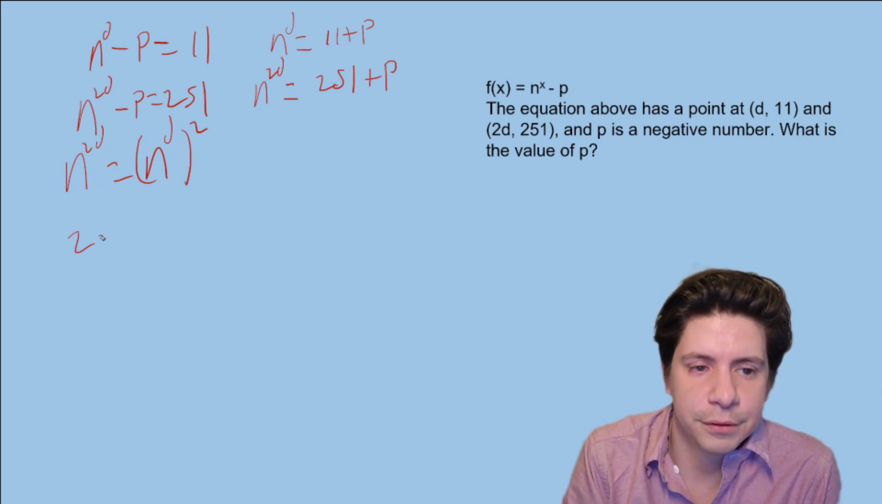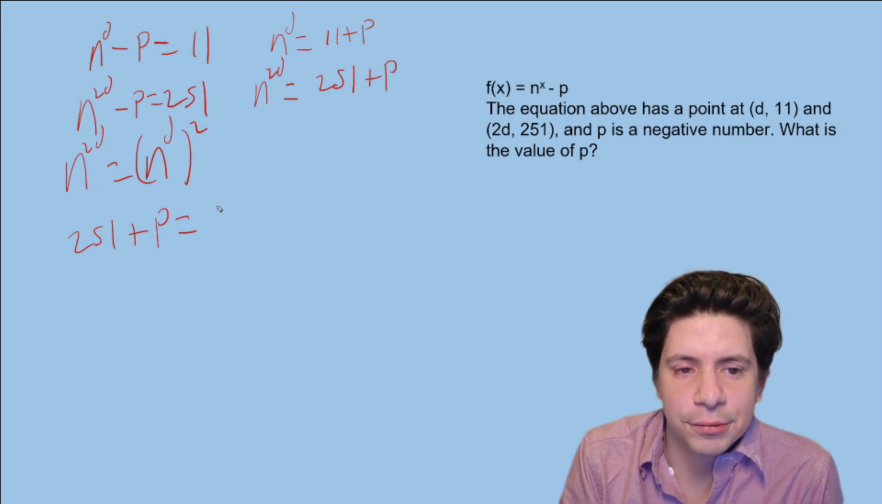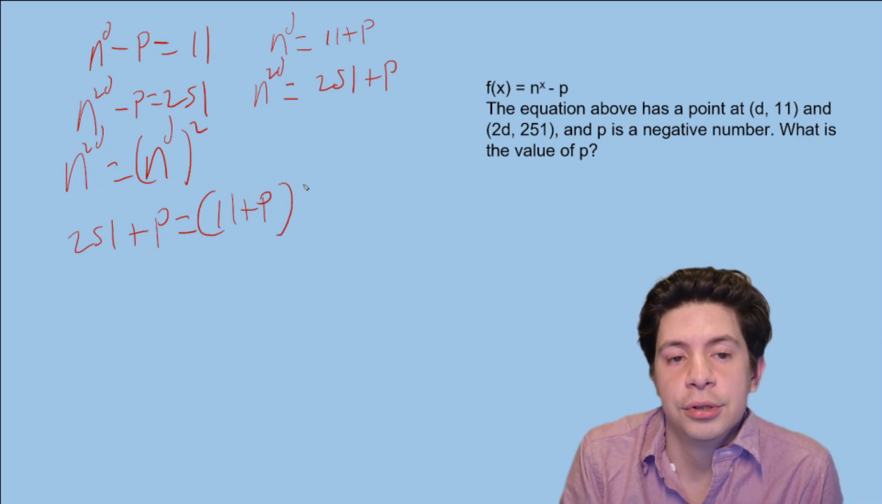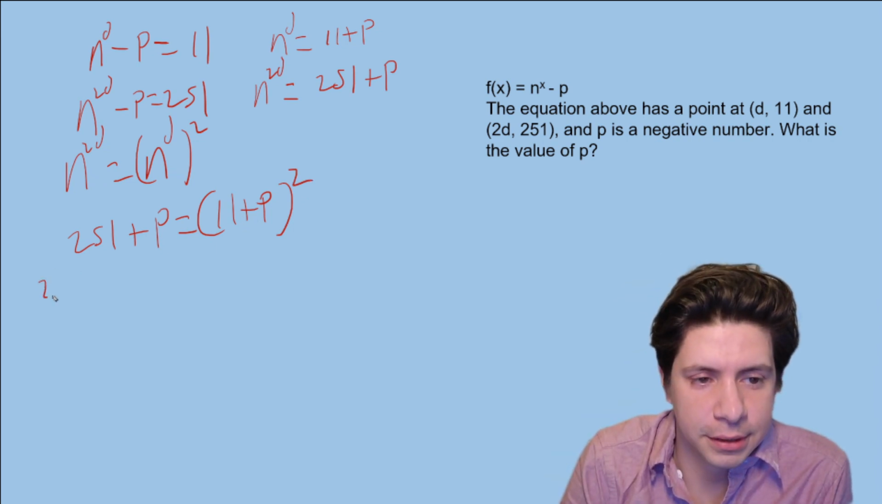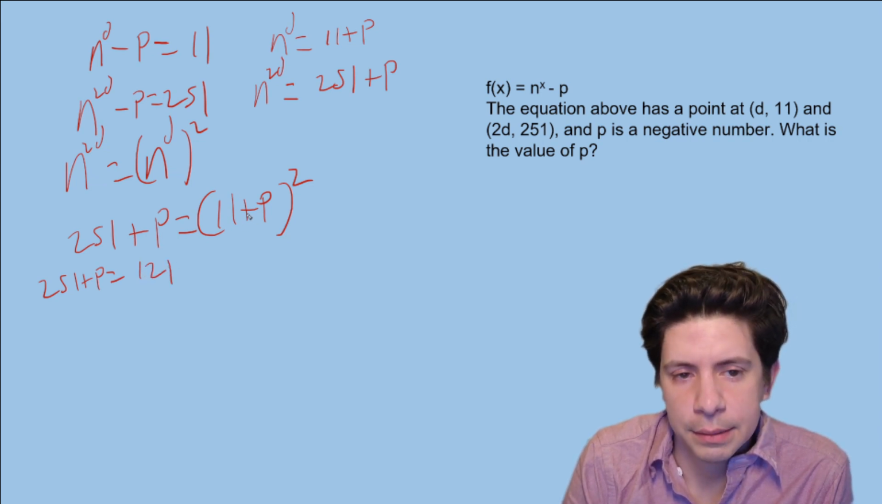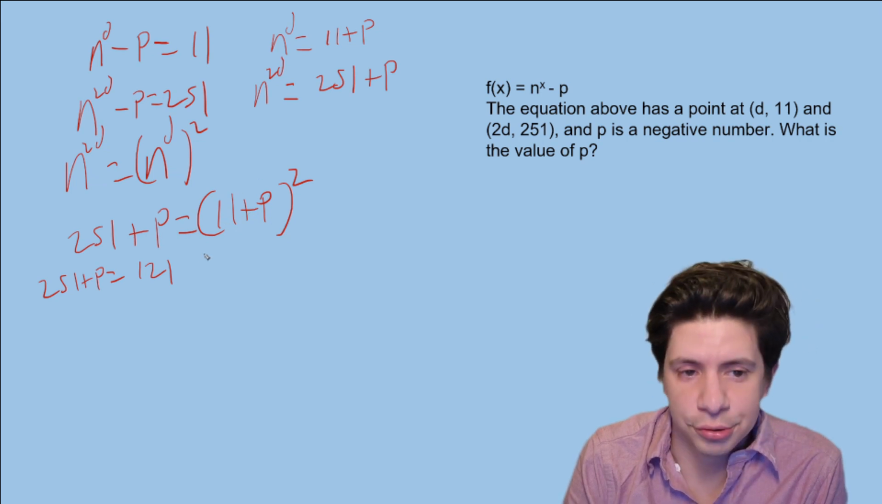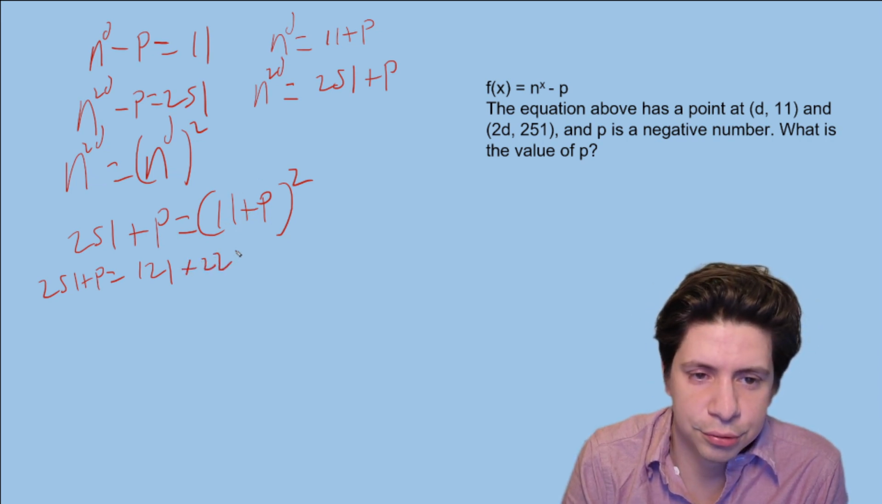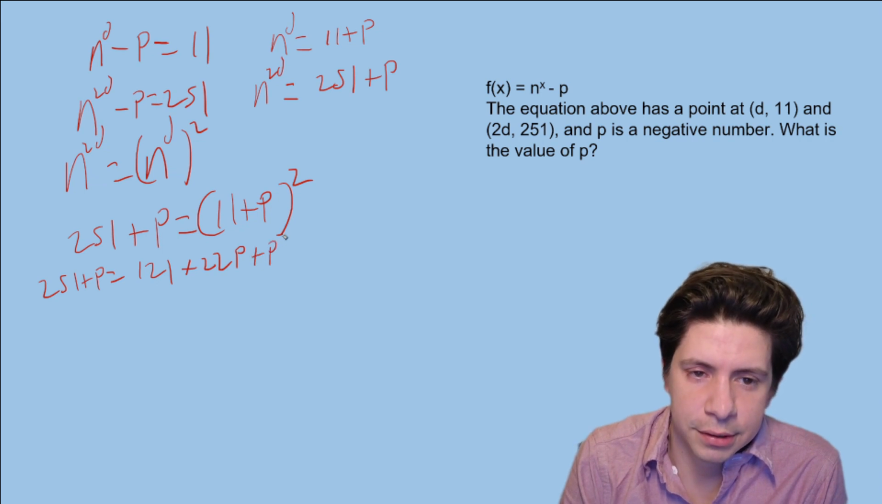So we're going to have 251 plus p equals 11 plus p, squared, and this is where people mess up. They forget to do the FOILing for the squared. So you need to FOIL it, right? So we're going to get 251 plus p equals 11 squared, which is 121, plus 11p, right? 11 times p is 11p. And then you do it again, so you're going to get 22p. And p squared is going to be p squared, right?